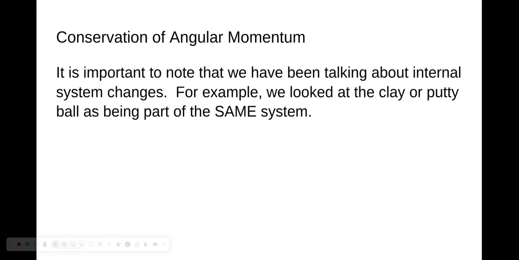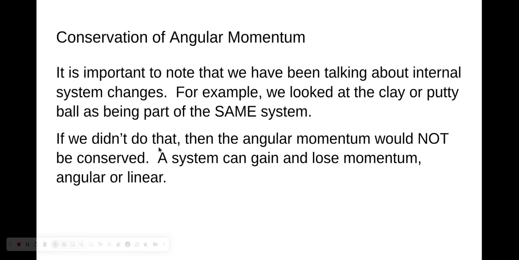Now, I want to emphasize again that in this case, we looked at the clay and the putty as being part of the same system. When you're reading your AP problems, you've got to make sure that's what they're talking about. A lot of times it's implied and not explicit. But if they're part of different systems, that will be explicit. They will say that out loud. So if they don't say they're different systems, assume they're part of the same system. And that's super important because any changes inside a system don't affect the angular momentum.